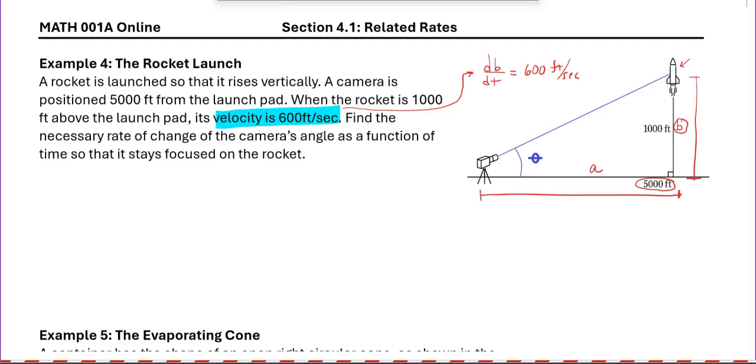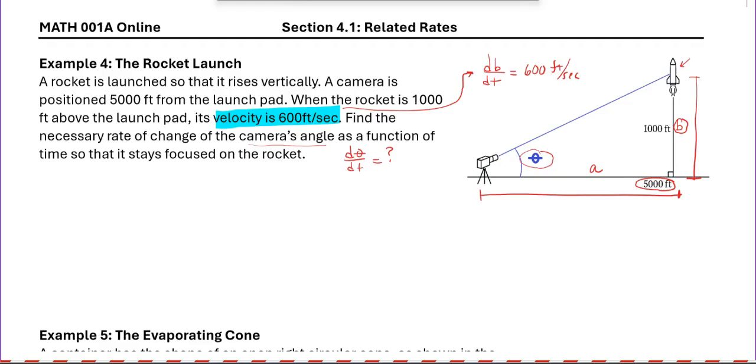The rocket's going up. Find the necessary rate of change of the camera's angle. Oh, the angle is theta. So we want to find the change in angle, or in other words, d theta/dt, as a function of time so that it stays focused on the rocket. In other words, as this rocket goes up, this camera's got to change at just the right angle, and that angle is changing over time.